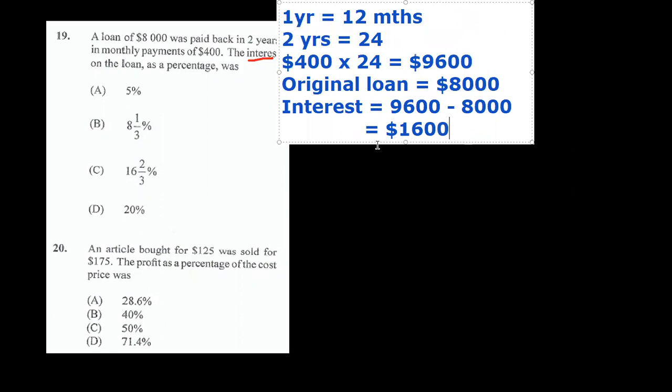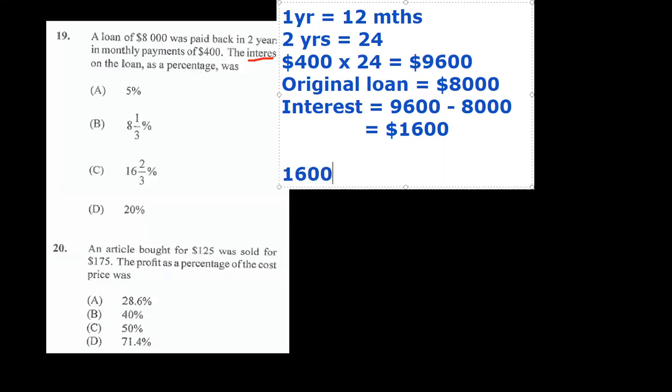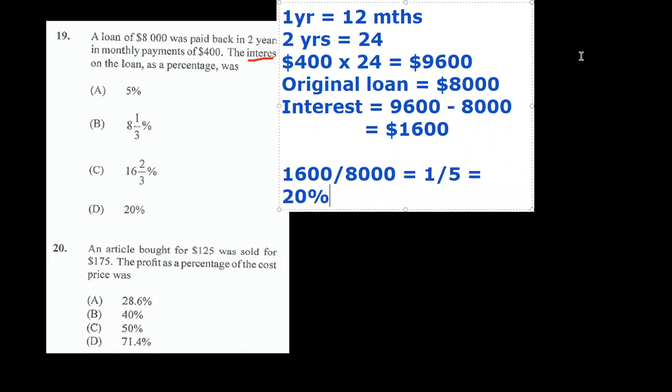No. Do you see that answer here? No. So they said the interest on the loan as a percentage. It is $1,600, sorry, and put it over the original amount, which is $8,000. If you break that down, even with no calculator, you can break it down easily. You will get 1 over 5, which is 20%. The answer there is going to be D.